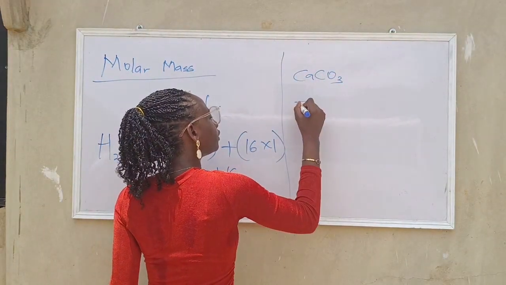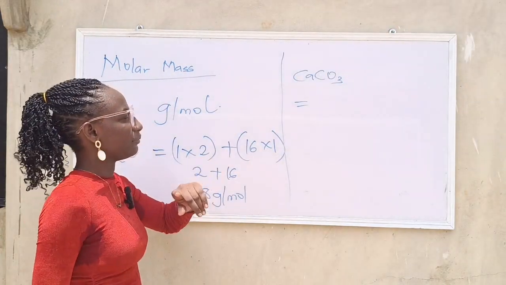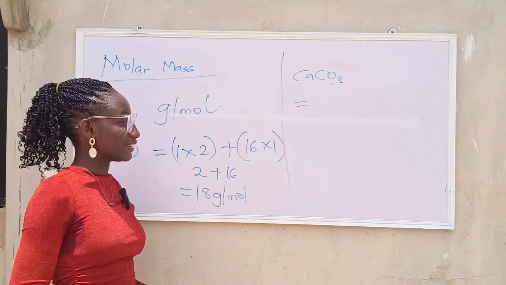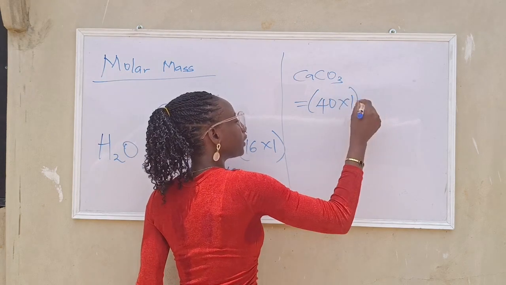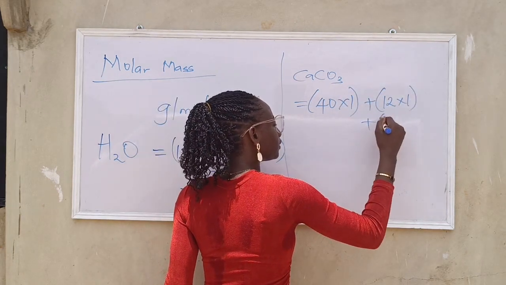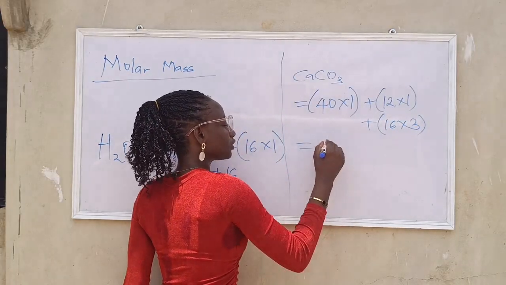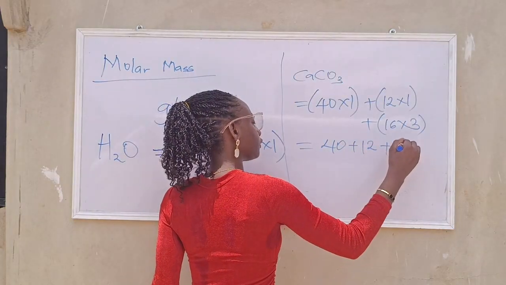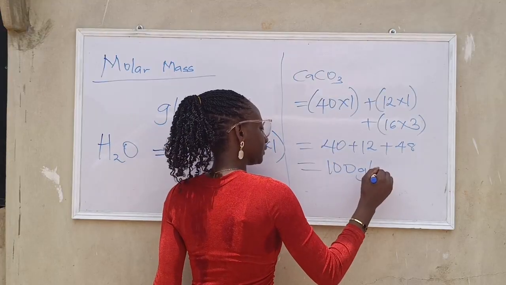Now let's consider that of calcium carbonate. The atomic mass for calcium is 40, the atomic mass for carbon is 12, and the atomic mass of oxygen is 16. So we have 40 times 1 plus 12 times 1 plus 16 times 3. This gives us 40 plus 12 plus 48, and altogether that gives us 100 gram per mole.